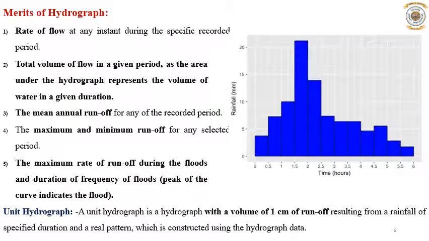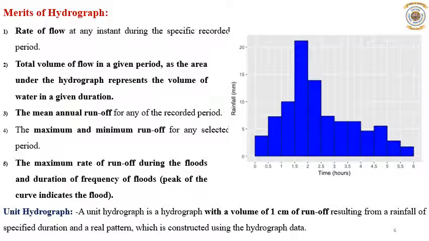The following steps are used for the construction of unit hydrograph. Okay, the steps: you have to choose an isolated intense rainfall of unit duration from past records. Then you have to plot the discharge hydrograph for the outlet from the rainfall records.